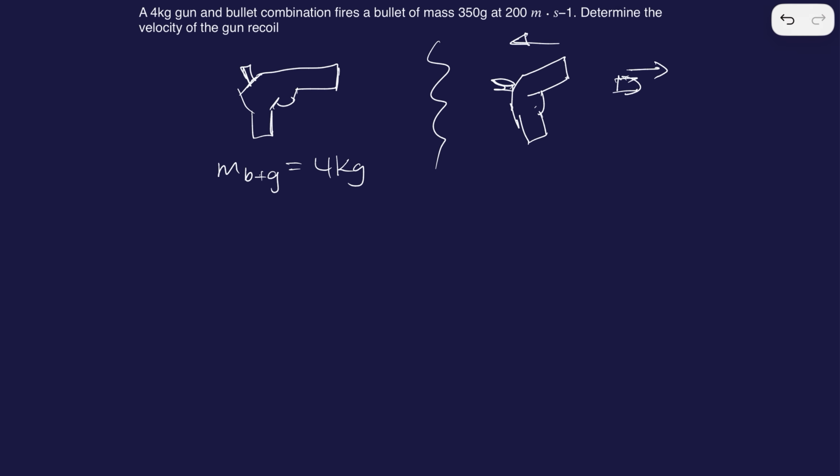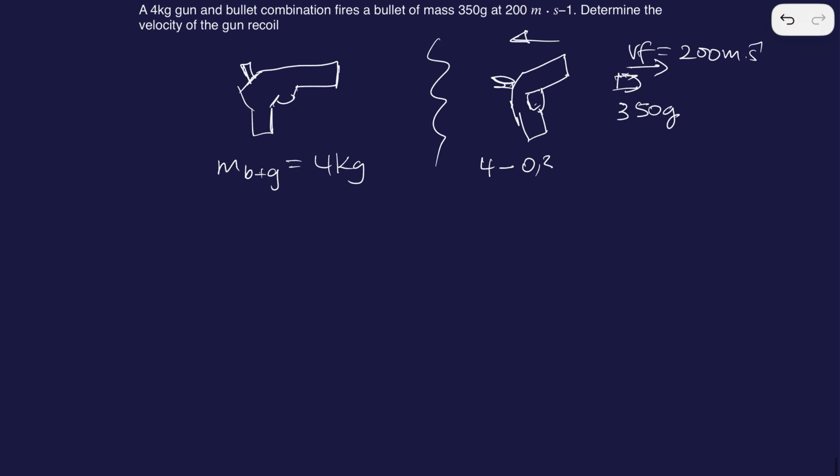The bullet now is moving in this direction, and here's the bullet. The bullet has a mass of 350 grams and the vf of the bullet is 200 meters per second. So if the bullet has a mass of 350 grams, it means that the mass of the gun only is going to be 4 minus 0.35, because 350 grams is 0.35 kilograms, and that's equal to 3.65 kilograms, which is the mass of the gun.